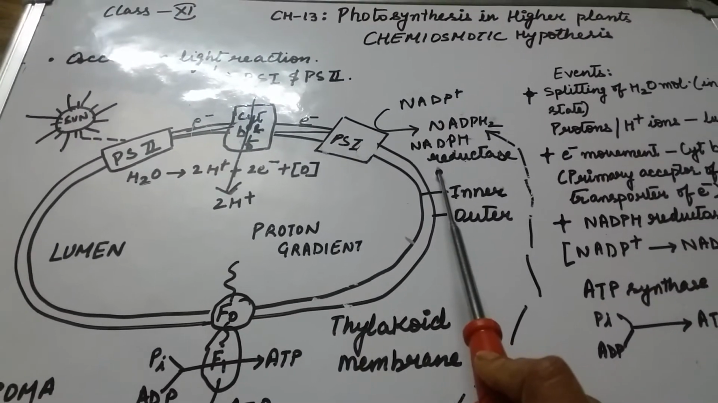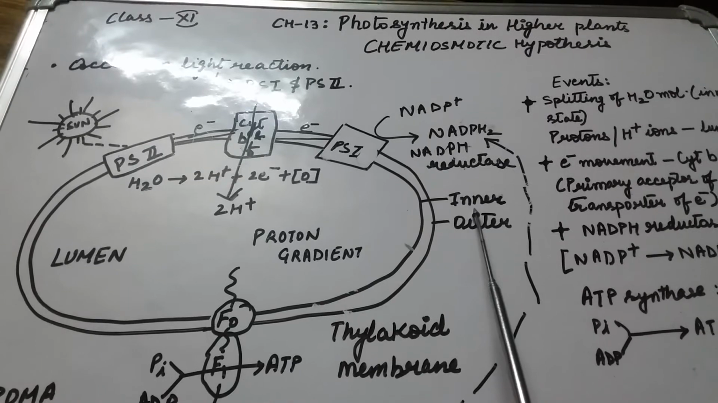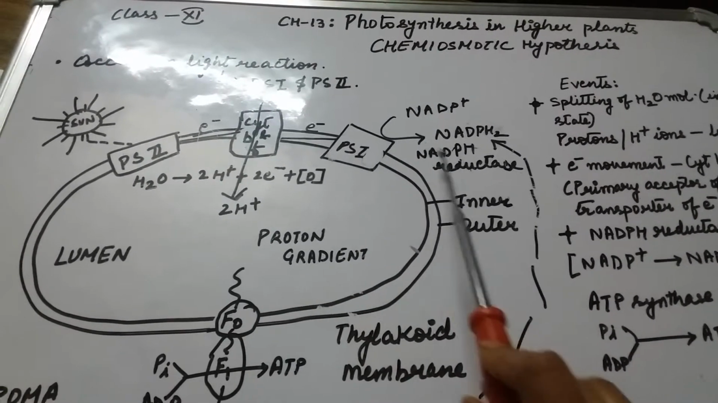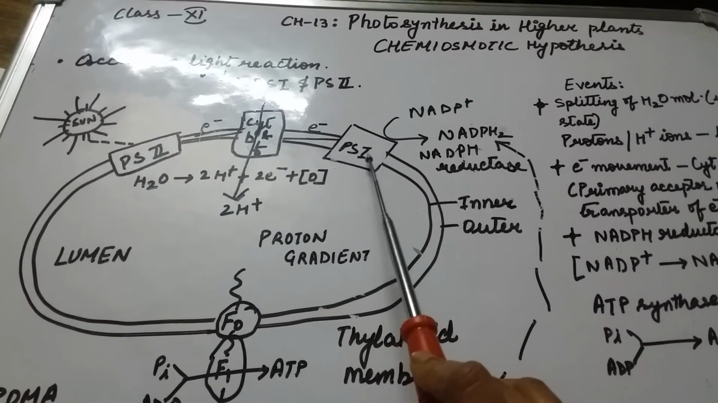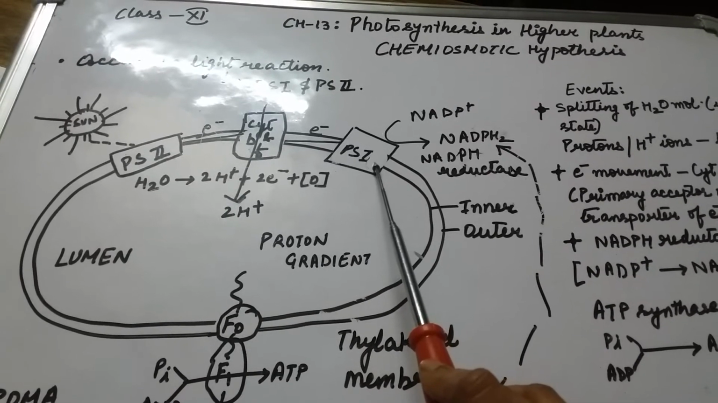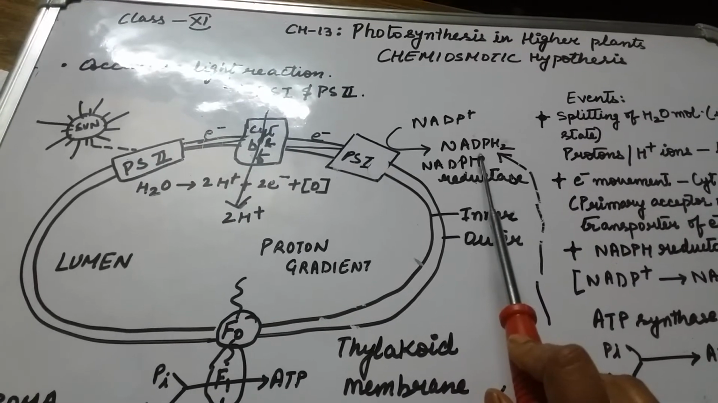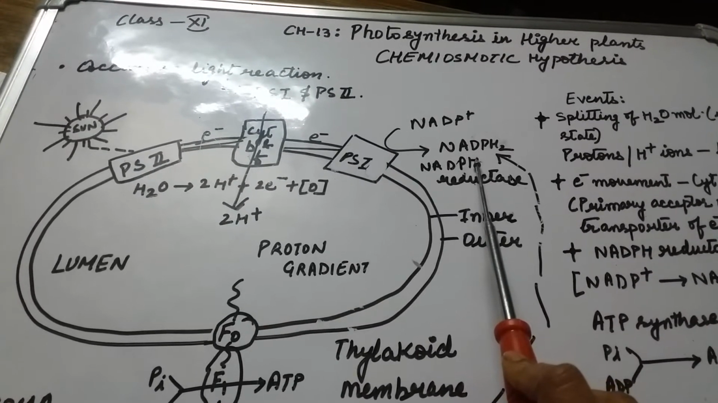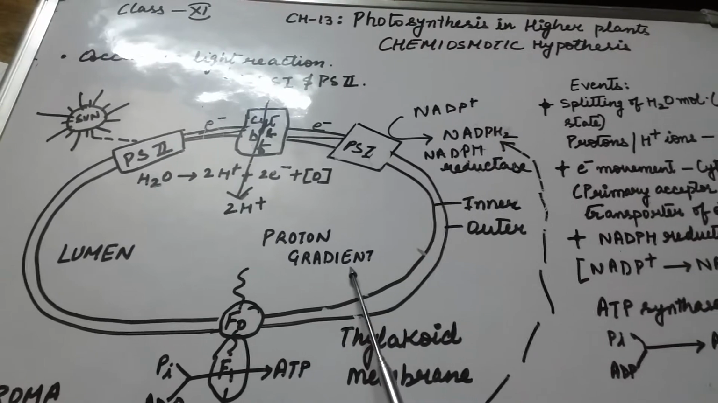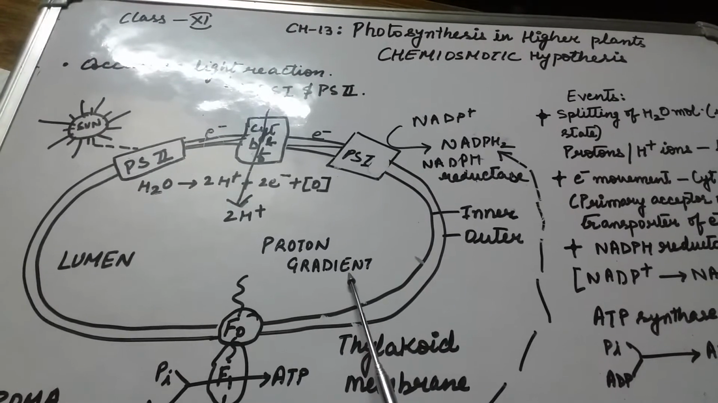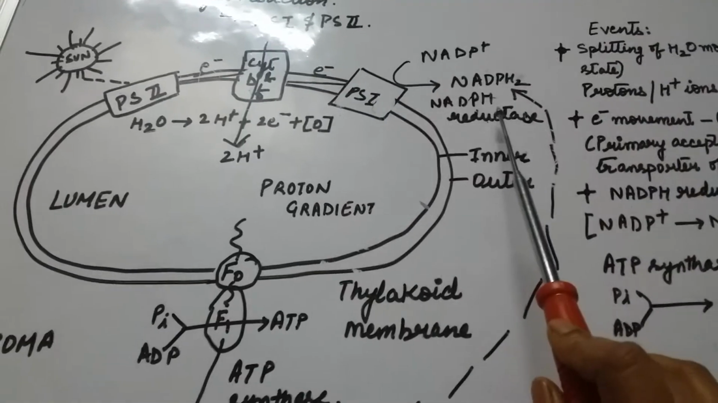Now the enzyme NADP reductase is located on the stroma side of the membrane, along with electrons that come from the acceptor of electrons, PS1, that are necessary for the reduction of NADP plus to NADPH2. These protons are then removed from the stroma. The breakdown of this gradient leads to the release of energy, that is in the form of ATP and NADPH2.